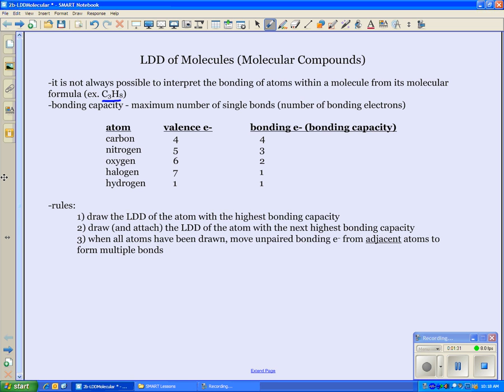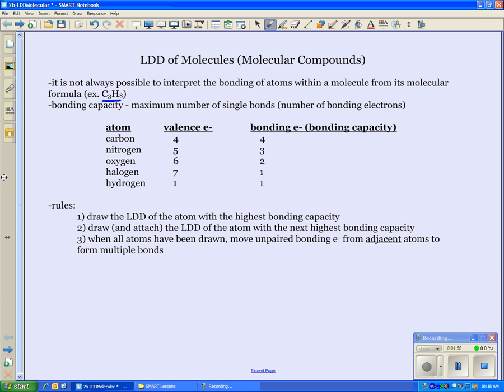Oxygen has 6 valence electrons. 4 are lone pairs. Only 2 are bonding electrons, so oxygen forms 2 single bonds. All of the halogens in group 17 have 7 valence electrons, which means they have 1 bonding electron. And hydrogen has 1 valence electron and therefore has a bonding capacity of 1. Hydrogen only ever forms 1 single bond.